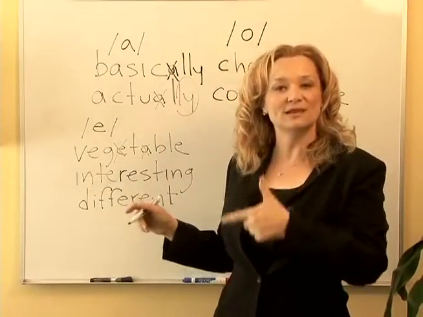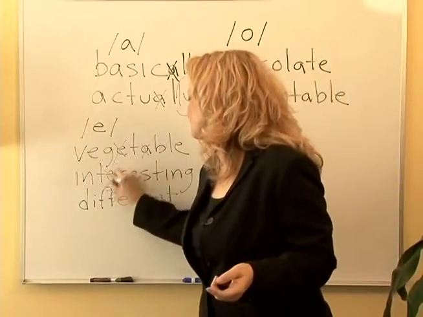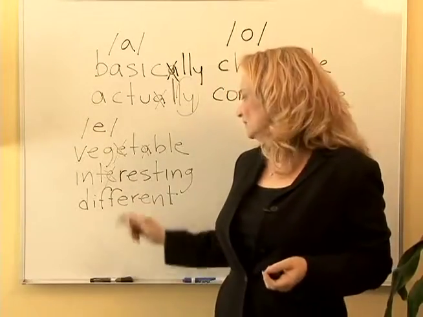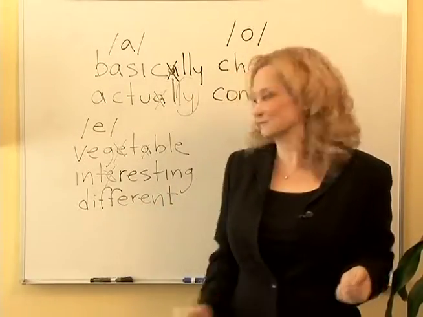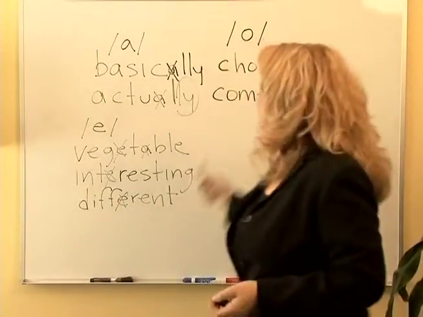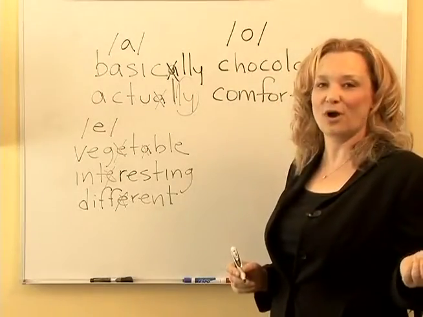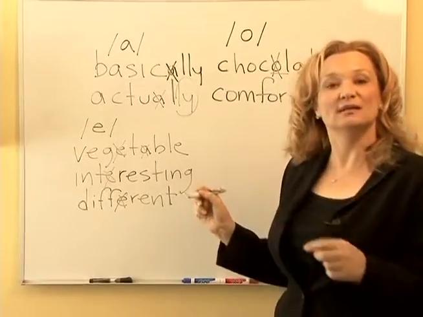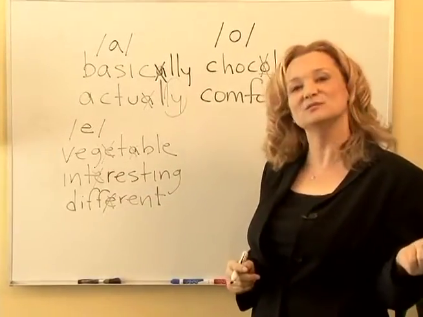Let's look at a few more. Most people don't say interesting with four syllables. They say interesting. This TR are connected. Look at this one. We don't say different with three syllables. We say different. The E disappears. Here are a couple of words with the letter O that a lot of people get wrong. We don't say chocolate with three syllables. It's chocolate. I'd like some chocolate.